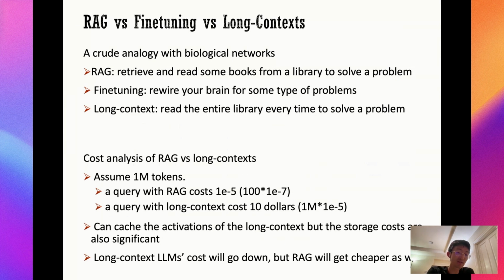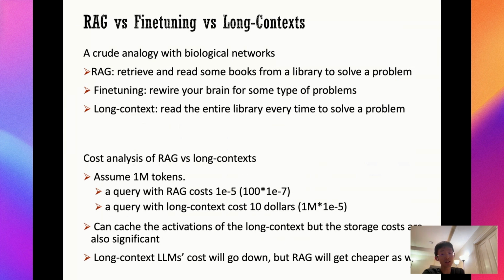Of course, you can cache the activations of the long context transformer, but the storage costs are also significant because you have to keep the GPU running there, or store them in some other way. You can probably shave off a few orders of magnitude from the long context cost, but there's still so much of a gap.